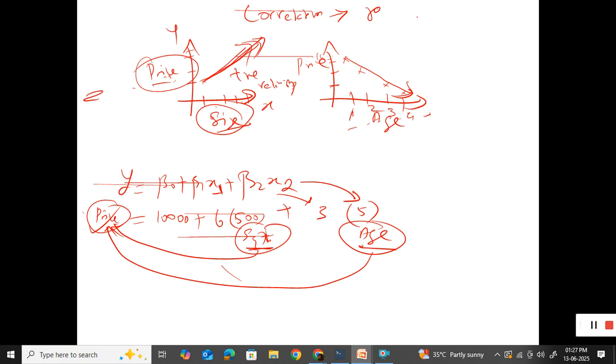So does that mean there is no relationship between the price and age? No, there still exists a relationship between price and age. Okay, so this is called a negative relationship. As the age increases, the price decreases. It is also called an inverse relationship. There exists an inverse relationship.